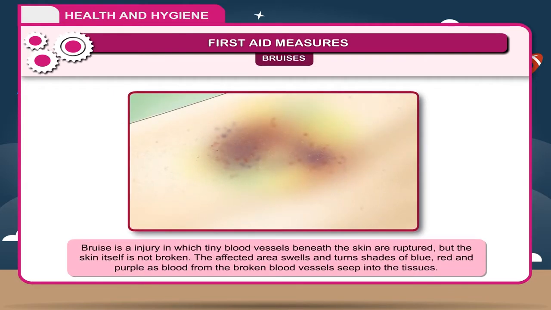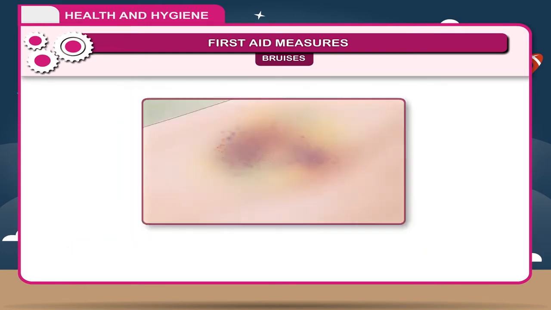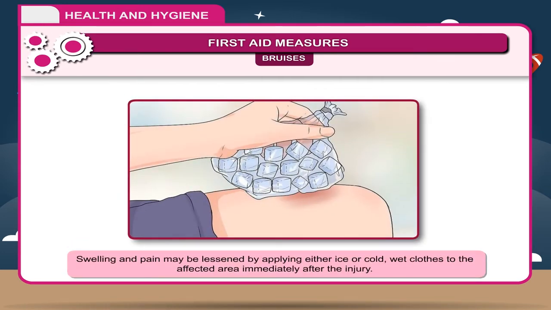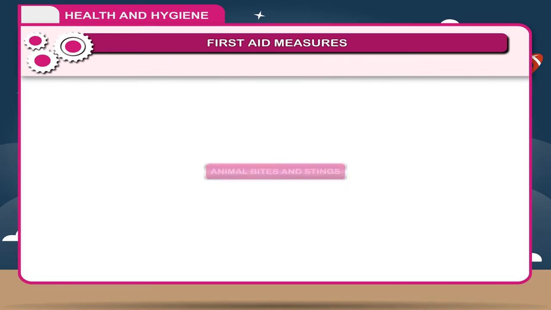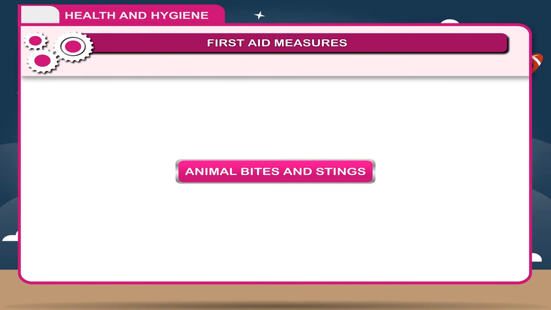1. A bruise is an injury in which tiny blood vessels beneath the skin are ruptured, but the skin itself is not broken. The affected area swells and turns shades of blue, red, and purple as blood from the broken blood vessels seeps into the tissues. 2. Swelling and pain may be lessened by applying either ice or cold, wet cloths to the affected area immediately after the injury. Animal bites and stings.